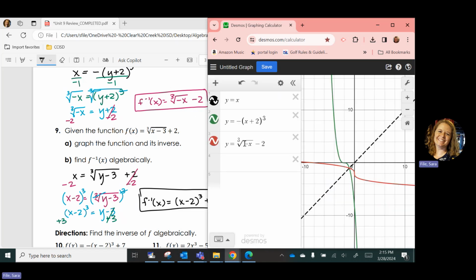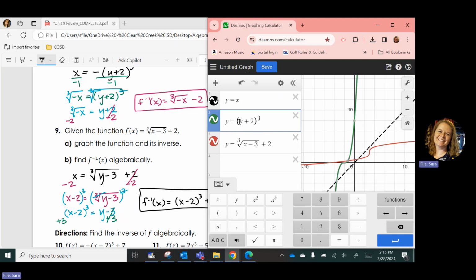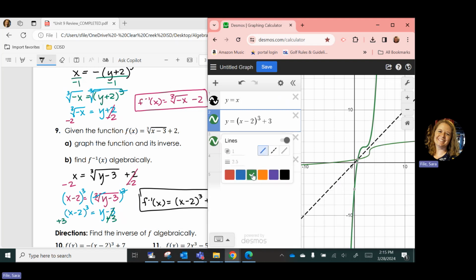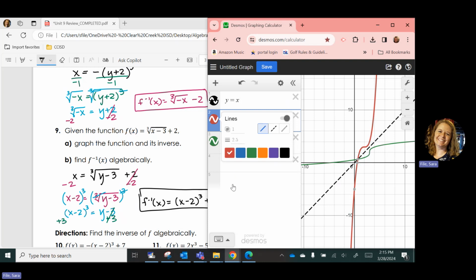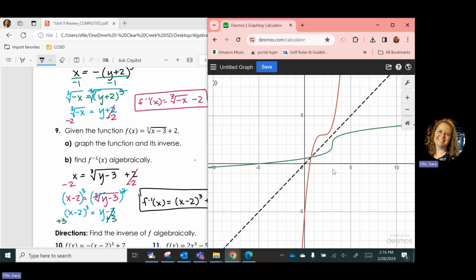And then I would go to my Desmos. My original function is the cube root of x minus 3 plus 2. And the inverse I came up with is (x minus 2) squared plus 3. So I'll switch the colors. This is the original. This is the inverse. So you can see those are indeed inverses. So we did the work correctly.